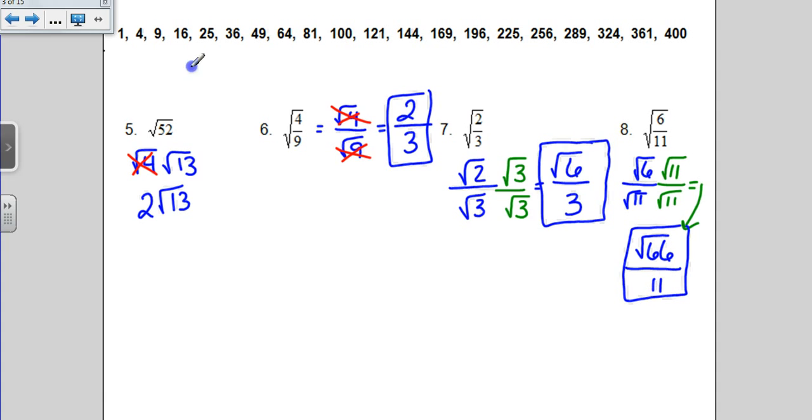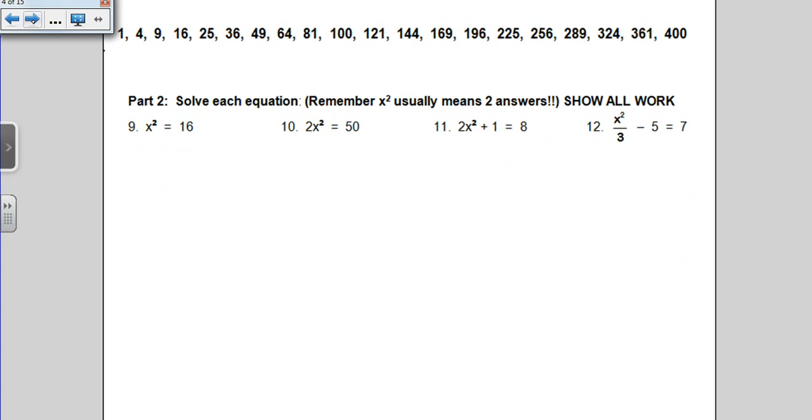Okay, moving on, we're now going to solve some equations by taking the square root. Now here, because we are solving an equation, anytime you take the square root in an equation, you need to add a plus or minus to whatever the simplified answer is. So for instance, on number 9, we're going to square root both sides, and we're going to get x equals, now instead of just saying 4, the answer is also a negative 4. So we're going to write it as x equals plus and minus 4.